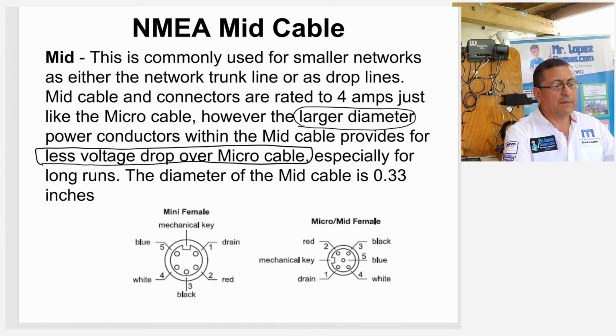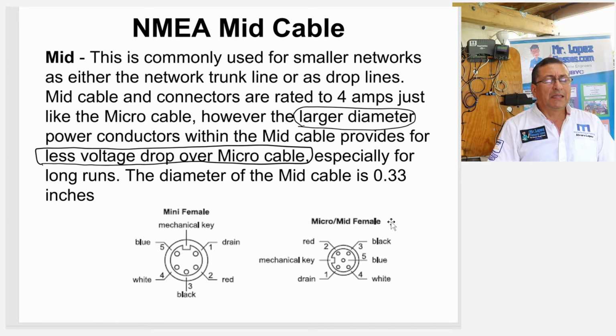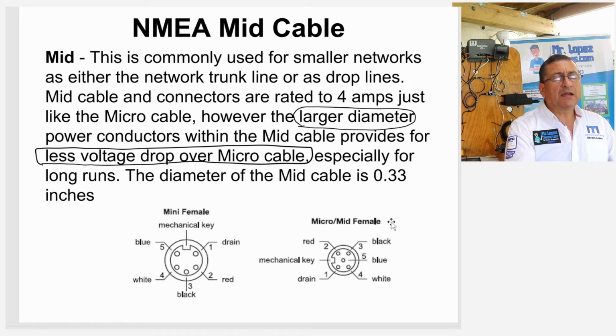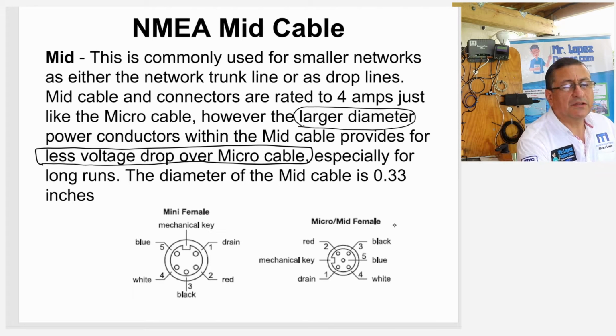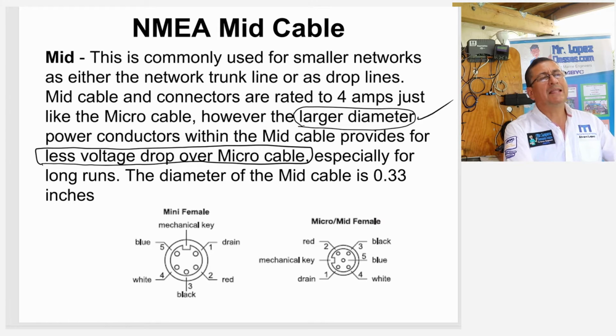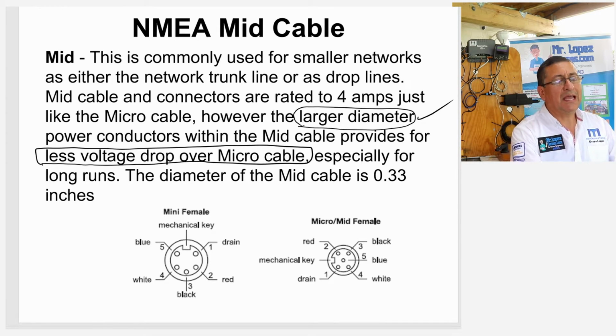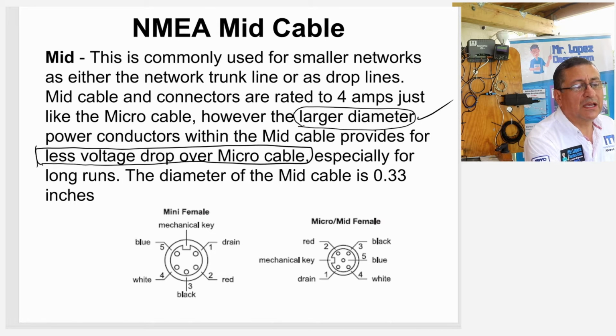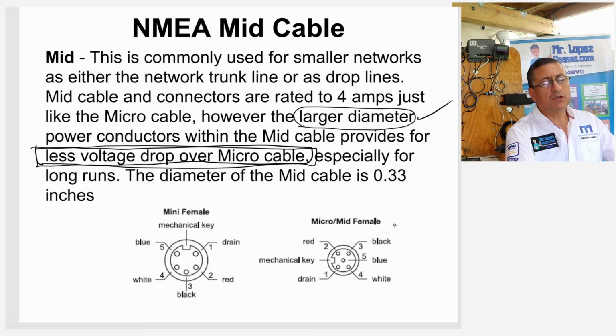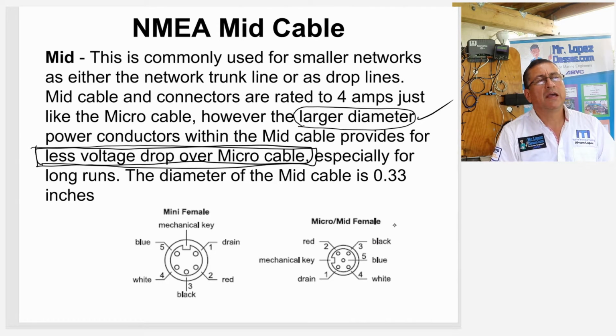Alright, and right now we are going to check the mid cables. The mid cables are the biggest in diameter, and those cables have the least voltage drop in the system. In other words, those cables are used when you have equipment where the voltage drop is an important factor in the performance of the equipment.